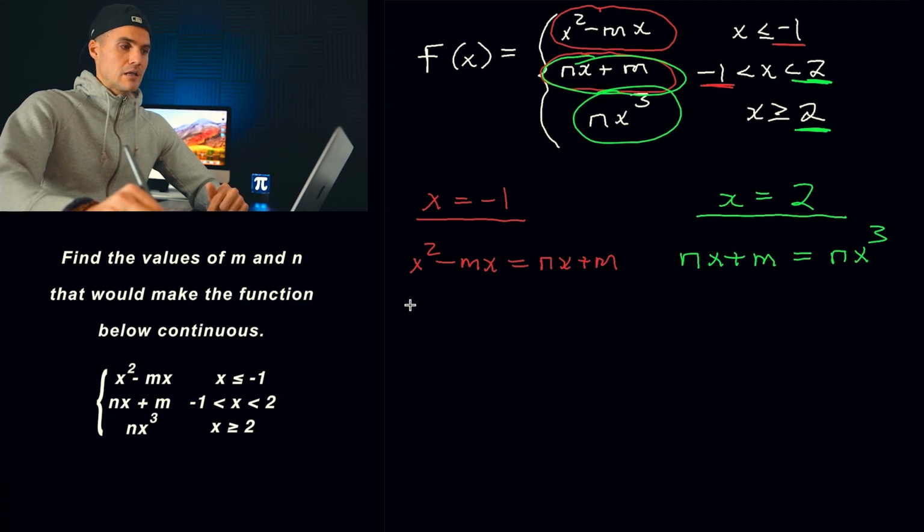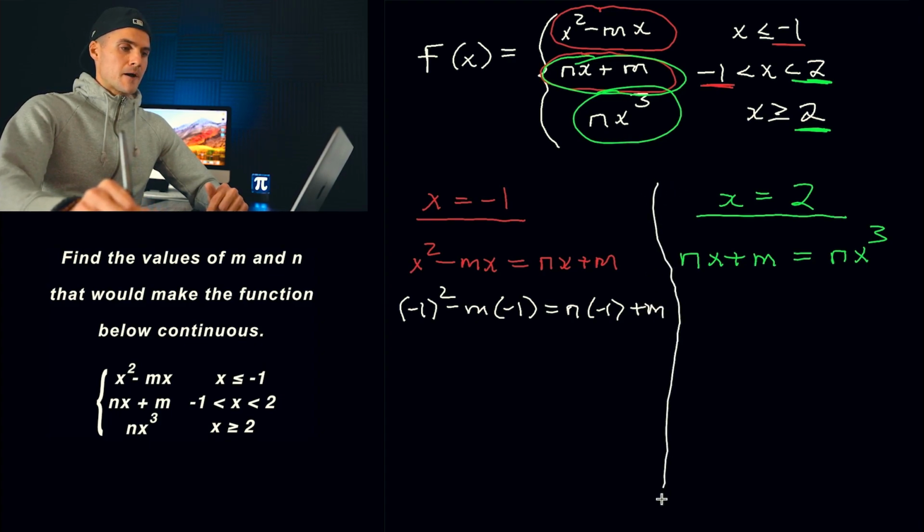So you could plug in the -1 for all the x values in this case, and then all of the m and n values we keep written out. That's what we're solving for. So we'd end up with what? 1 plus m is equal to -n plus m, like that.